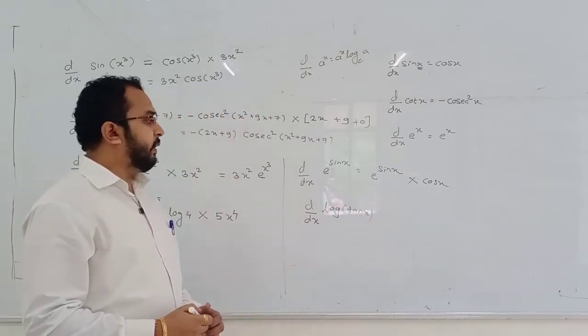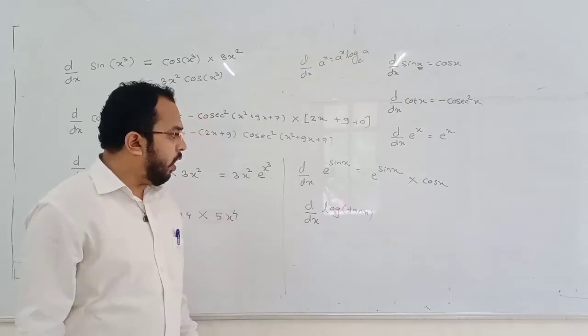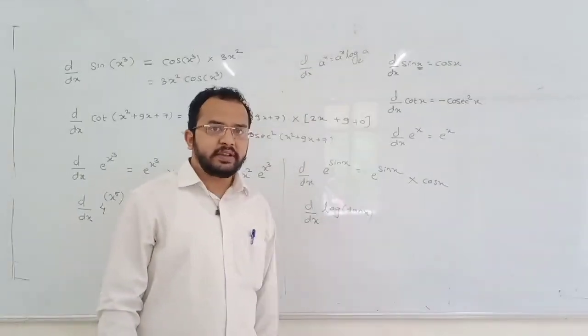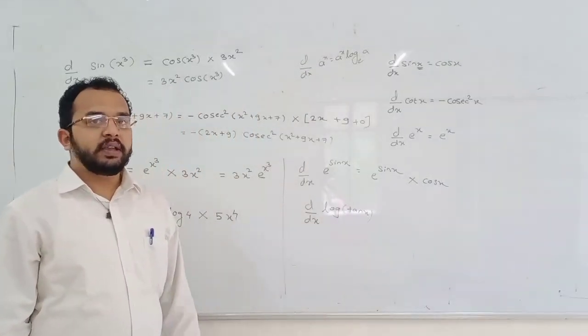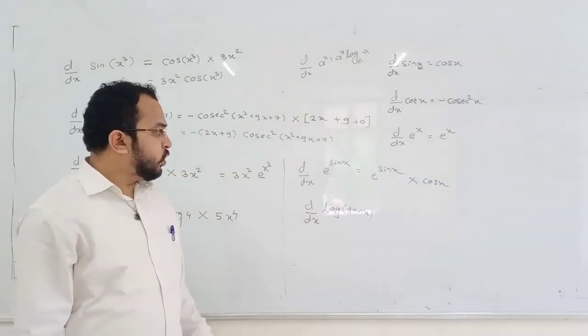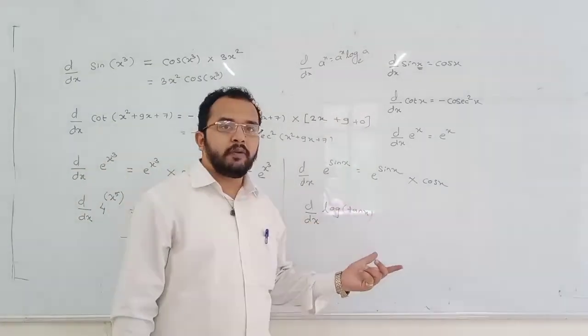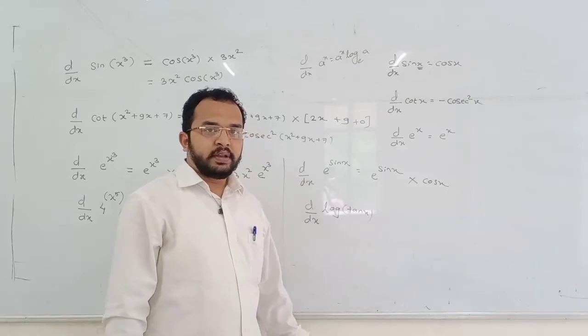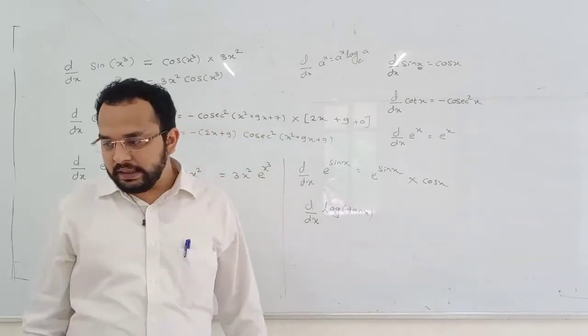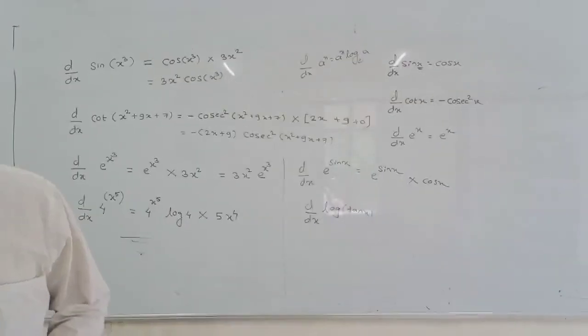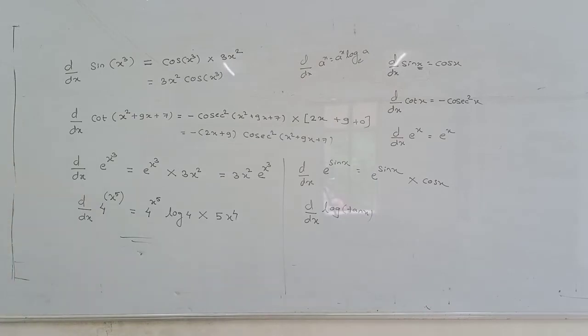In the logarithm chapter, I have told you log cannot exist without an index. Log cannot exist without an index. So here something is written in front of log, that is tan x. And then what is the index? The index will be tan x.